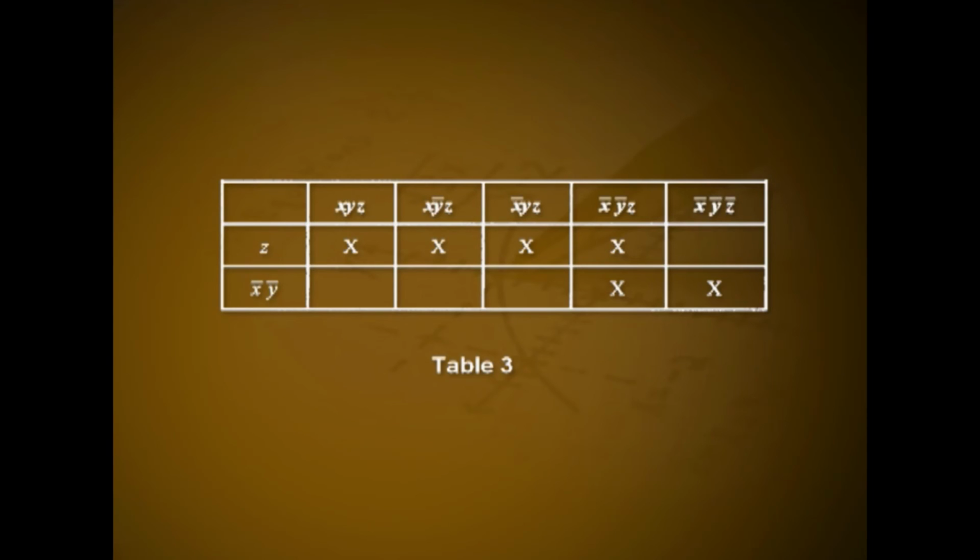We need to include at least one product that covers each of the original min terms. Consequently, whenever there is only one x in a column in the table, the product corresponding to the row this x is in must be used. From table 3, we see that both z and x bar y bar are needed. Hence, the final answer is z plus x bar y bar.